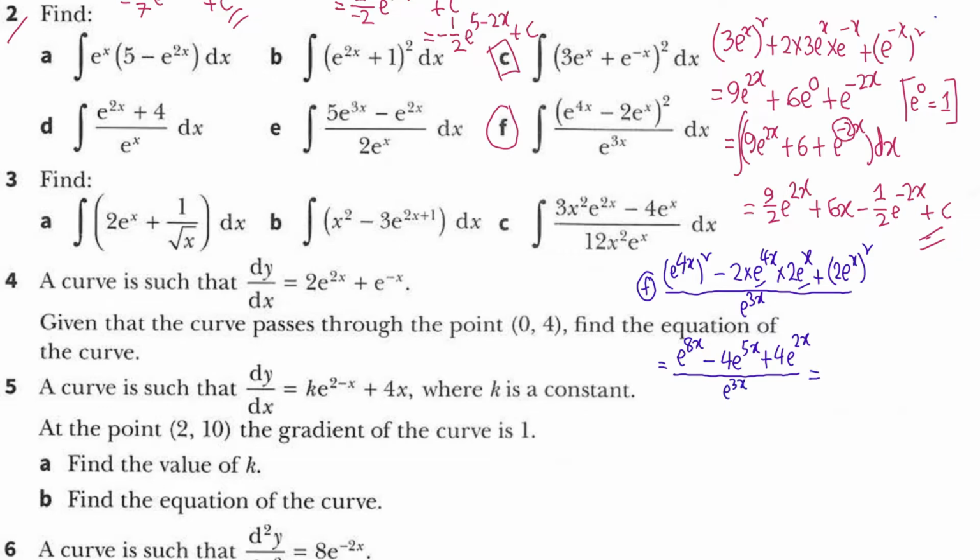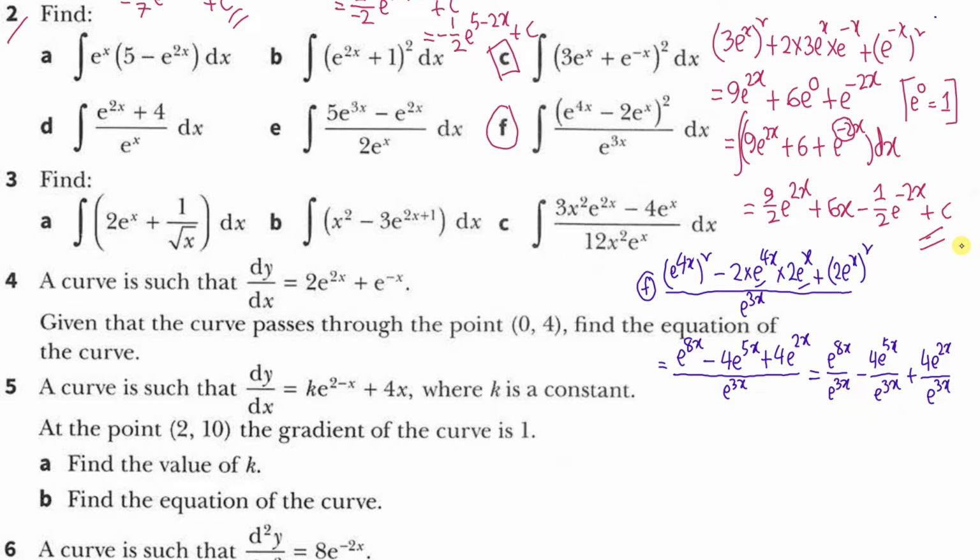Now break down this one, e to the power 8x minus 3x. You can write every single term like this: e^{8x} divided by e^{3x}, then minus 4e^{5x} over e^{3x}, and the last term as well, plus 4e^{2x}, and below it is e^{3x}.